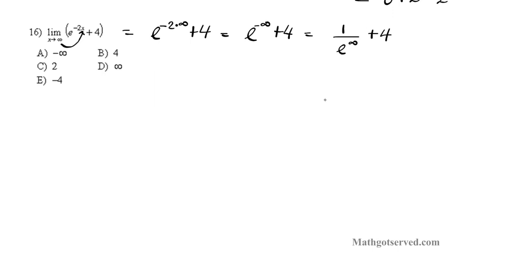Okay, let's take a look at question number 16. Very similar to what we just did. This limit can be evaluated by direct substitution also. Okay, so if you substitute infinity for x, we'll have e to the negative 2 times infinity plus 4, which equals e to the negative infinity plus 4, which equals 1 over e to the infinity plus 4. Okay, and then e to the infinity is just infinity, so 1 over infinity is 0, plus 4. 0 plus 4 is 4. Your final answer is B.